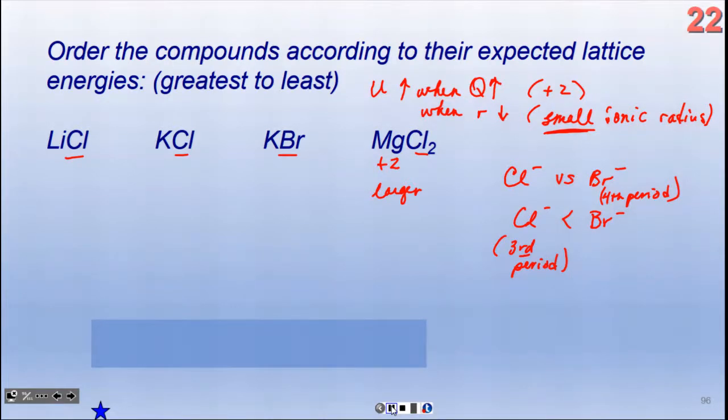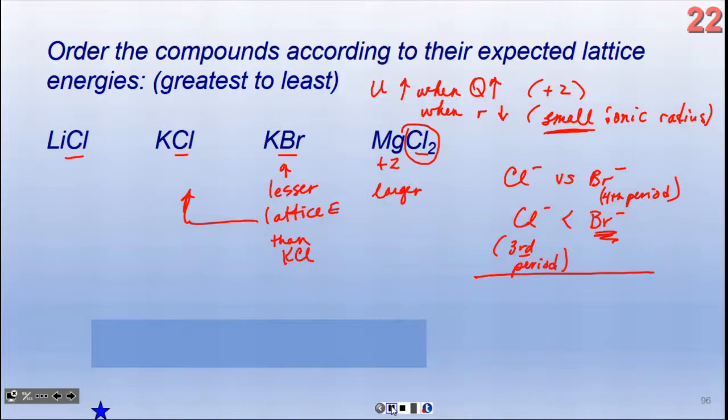So this makes 2 reasons. It's got a smaller ion, the chloride ion, and anything with bromide is going to be a lesser, so that's going to be a lower lattice energy, given a choice between these two. So lesser lattice energy for potassium bromide compared to KCl. Now, if you compare potassium chloride and lithium chloride, what do you have to think about those two? So we have to compare those two. Lithium ions versus potassium ions.